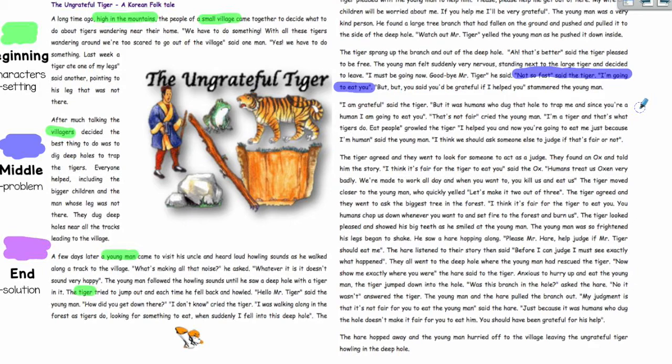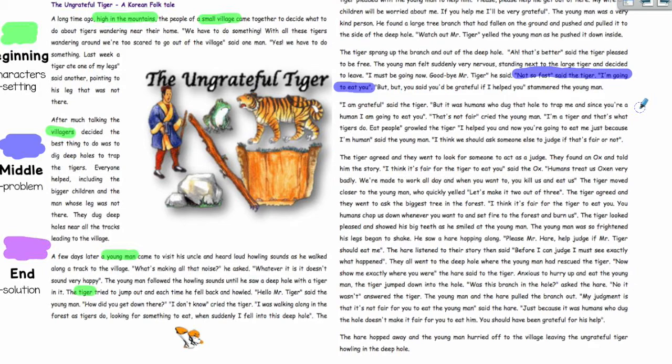The tiger agreed, and they went to look for someone to act as a judge. They found an ox and told him the story. "I think it's fair for the tiger to eat you," said the ox. "Humans treat oxen very badly. We're made to work all day, and when you want, you kill us and eat us." The tiger moved closer to the young man, who quickly yelled, "Let's make it 2 out of 3." The tiger agreed, and they went to ask the biggest tree in the forest. "I think it's fair for the tiger to eat you. You humans chop us down whenever you want to and set fire to the forest and burn us."